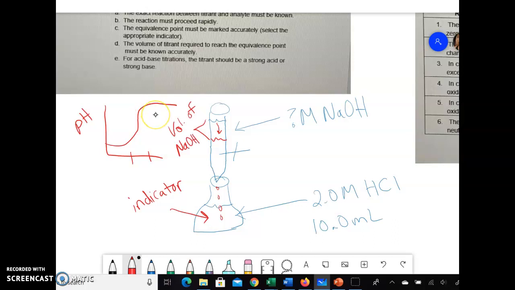And if we know the volume of NaOH and we know this information about the HCl, notice that we can get moles from the HCl. We can do a mole-to-mole ratio to get it to moles of base. And then we can do moles divided by the volume to get the molarity of the base.